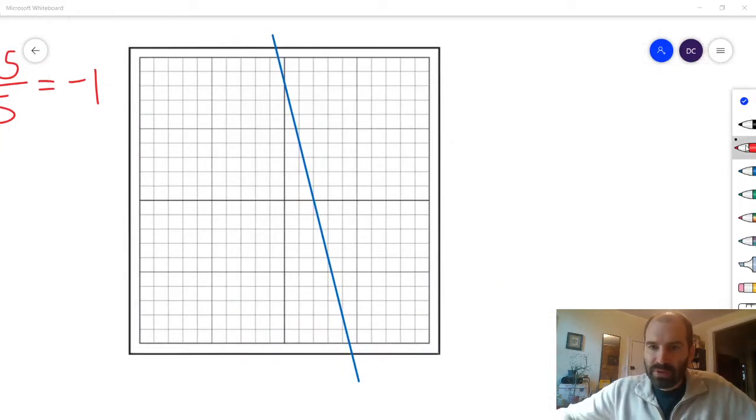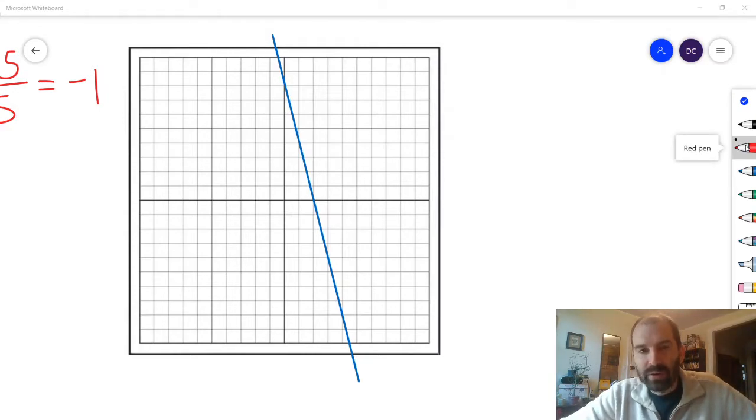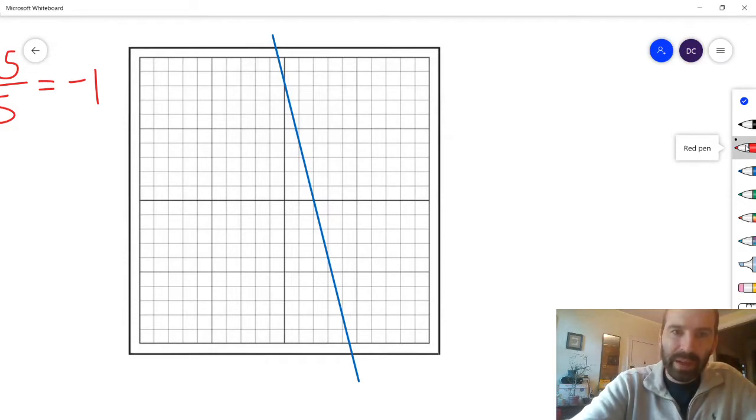See if you can compute the slope of this line. Just pause the video. Try to compute the slope of the line and we'll compare our answers. Okay? So 3, 2, 1. Okay, let's see what we got here.